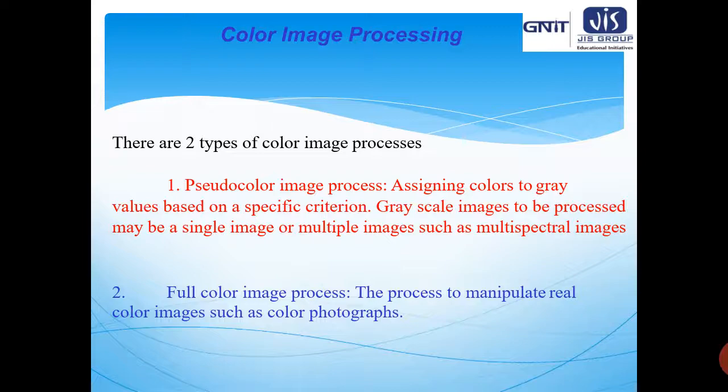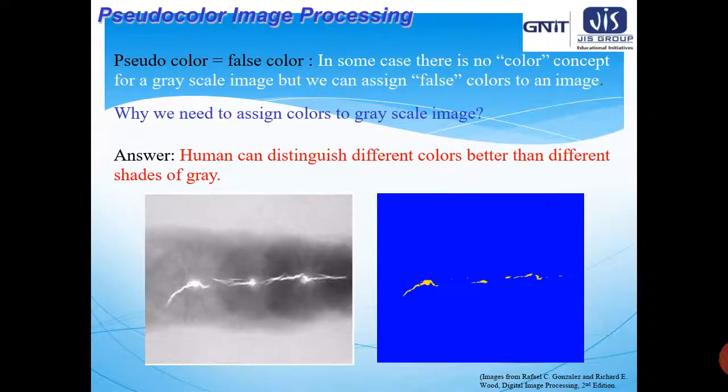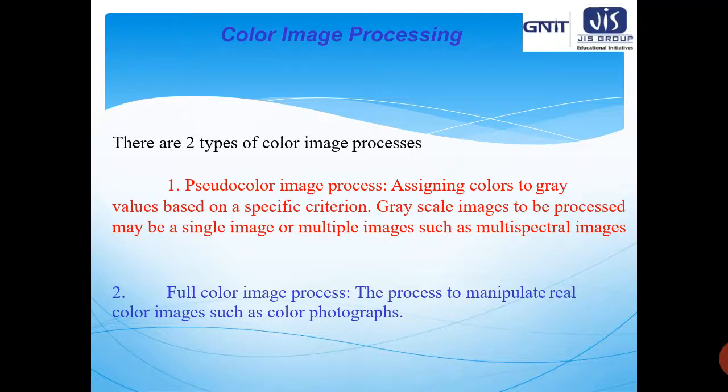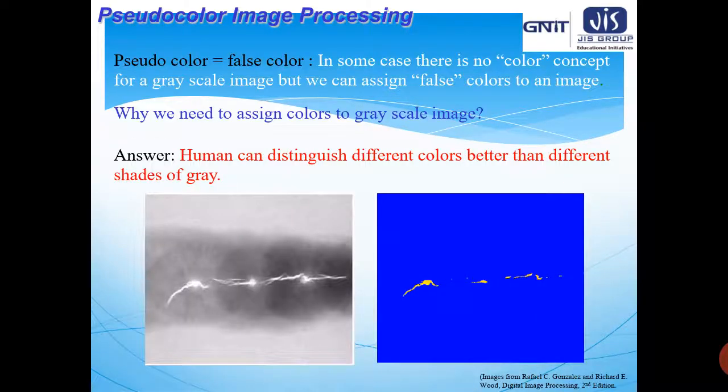Grayscale images to be processed may be a single image or multiple images such as multispectral images. So this is all about pseudo color image processing. If we move forward to the next slide, we can see pseudo color image processing. Here pseudo color means false color.